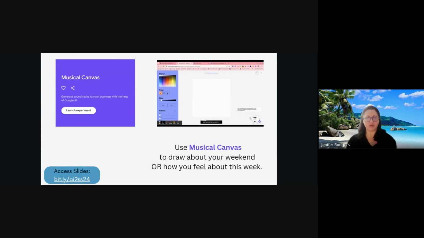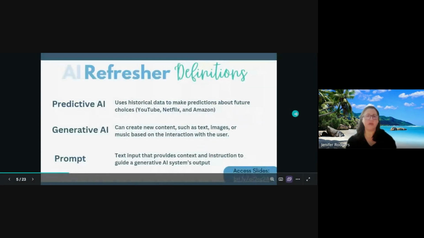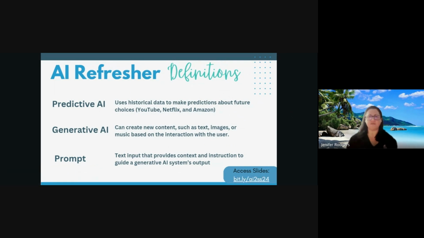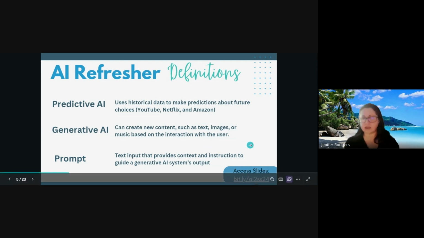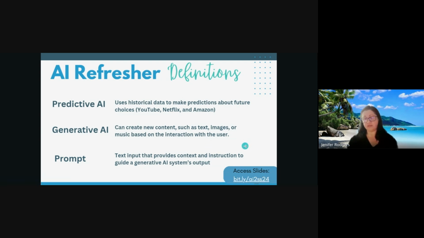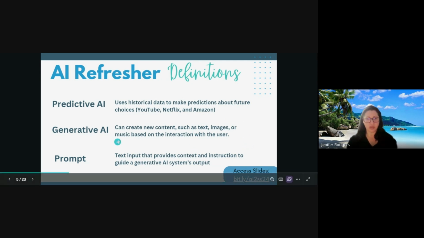Okay, so let's go to the right window. Here we go. So just a quick refresher of definitions for those who either attended in person back in January or even attended virtually this week. Predictive AI uses historical data to make predictions about future choices. So we talked about Netflix and YouTube giving you suggestions on what you might like based on your watch history, as well as the watch history of people with similar demographics to you.